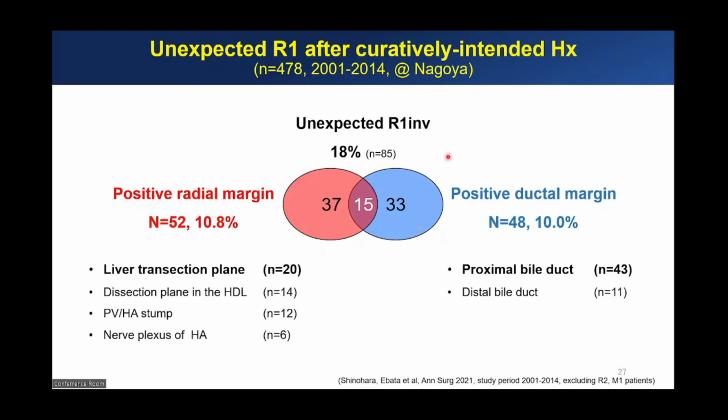Then the positive margin site is similar between radial margin and ductal margin. But in detail, we found hotspots of the positive margin site. One is the proximal duct stump and another is the liver transection plane. We have to revise our surgical strategy according to this finding.